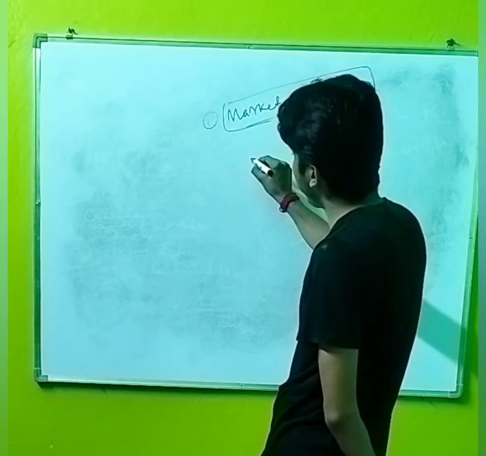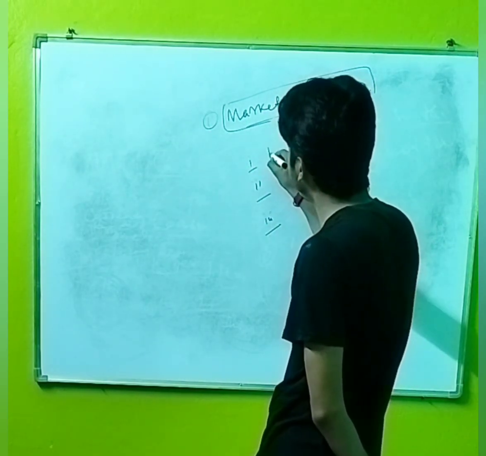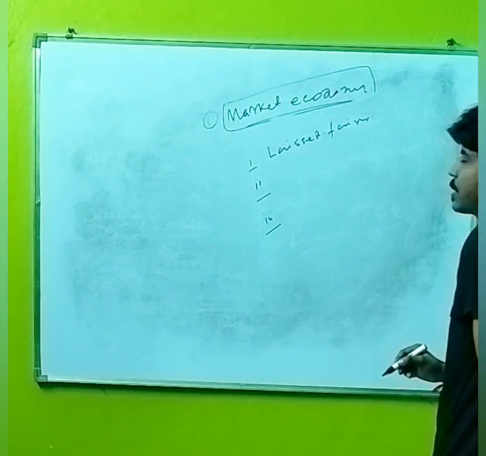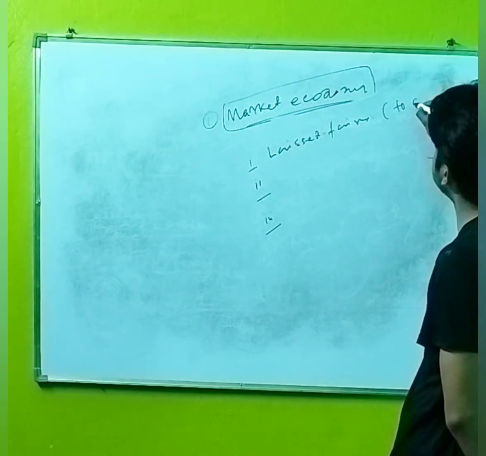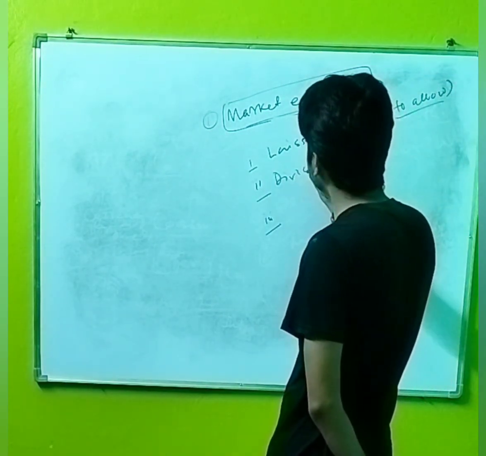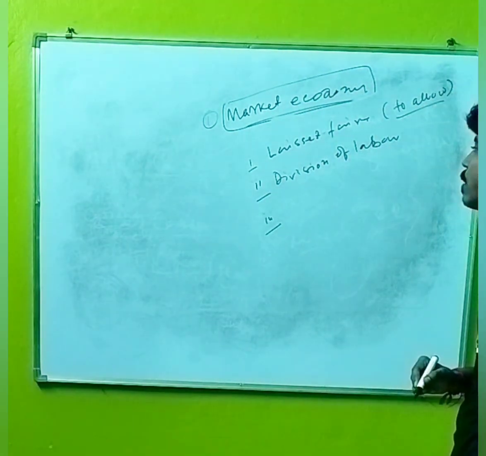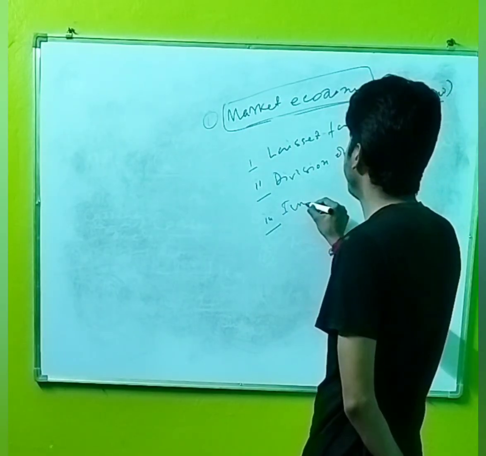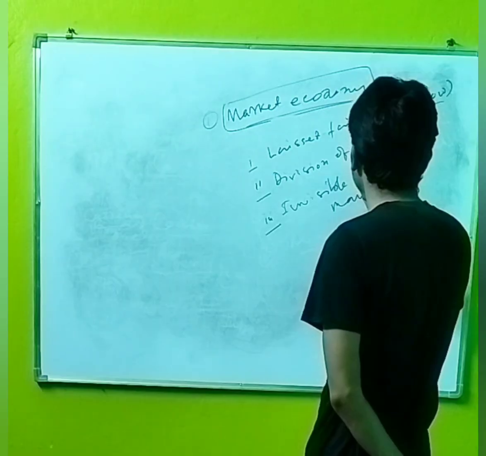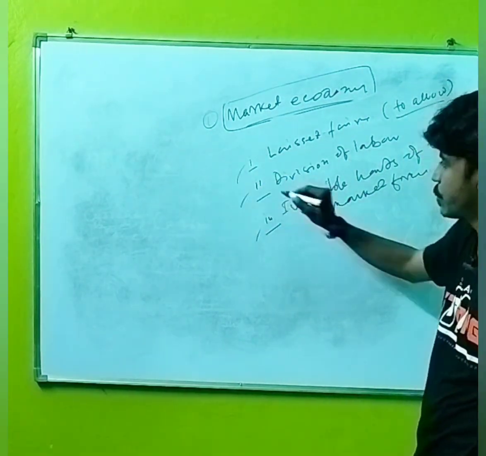So we can basically have two or three items. One is laissez-faire or less intervention, or grammatically it is to allow. Second, we can have division of labor. And the third we can have this invisible hands of market forces. So these three items must.